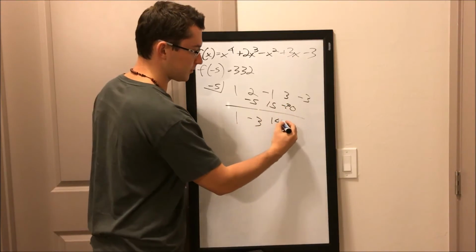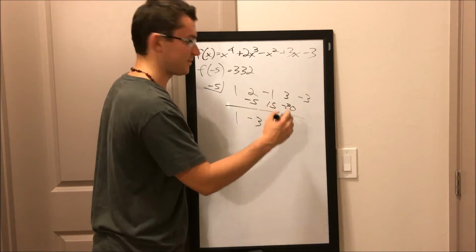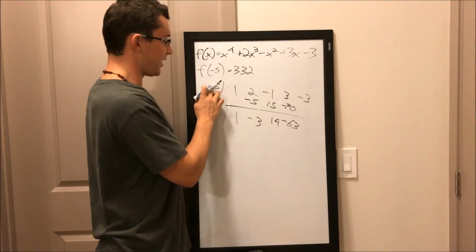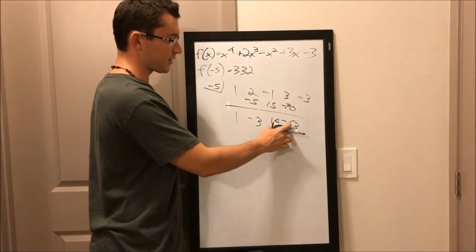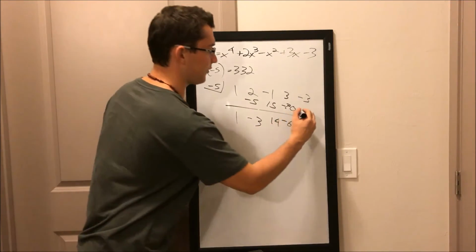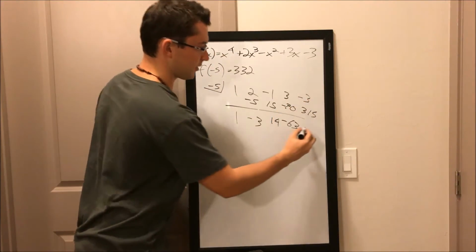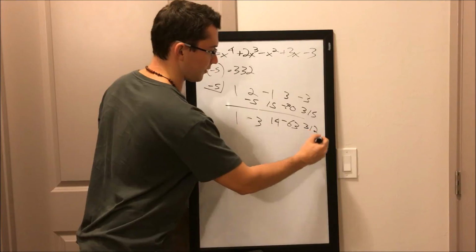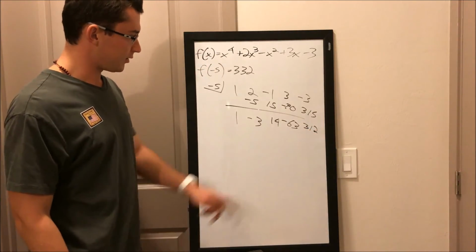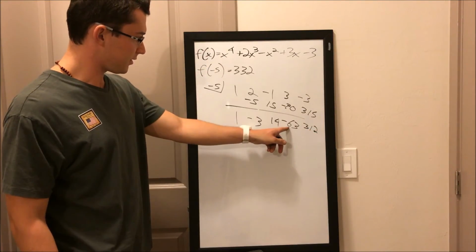Adam. Who's Adam? I'm so funny. -5 times -63 is +315 minus 3, 312. I didn't do that right. Let me rewind.